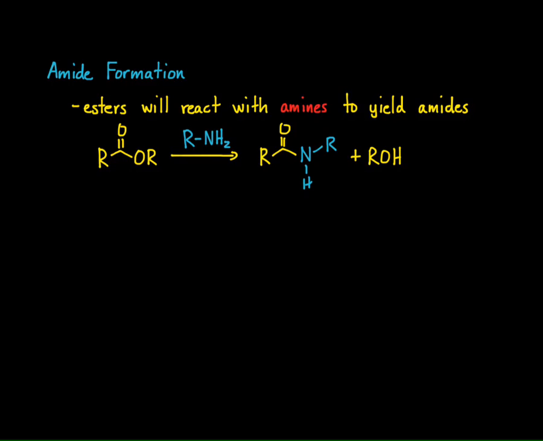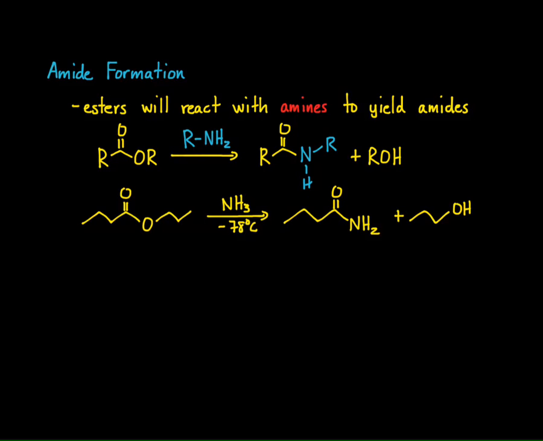What's crucial to understand is that you have an amine, it's reacting with an ester, it's going to produce an amide. So here I have an example of propyl butanoate reacting with ammonia at minus 78 degrees, and I'm going to generate butanamide. Butanamide plus propanol comes off. So those are the main reactions of the carboxylic acid derivatives. Esters react with water in basic or acidic conditions to produce carboxylic acids, and they react with amines to produce amides.